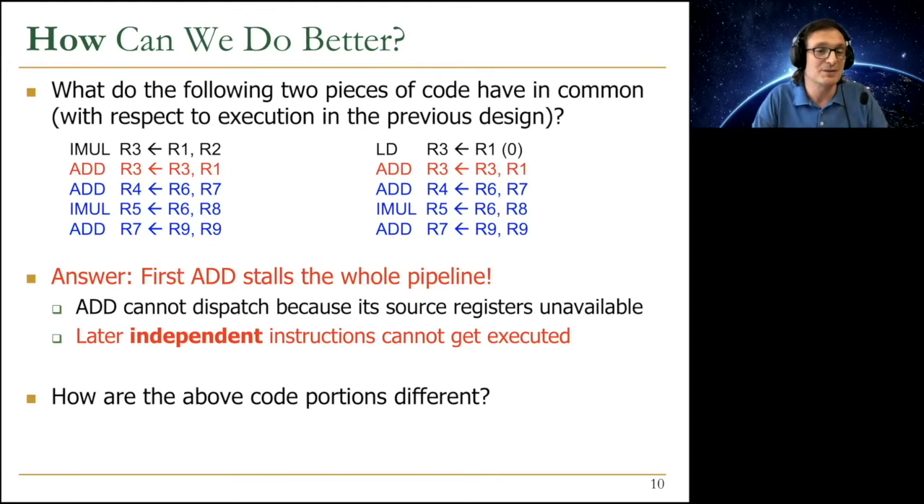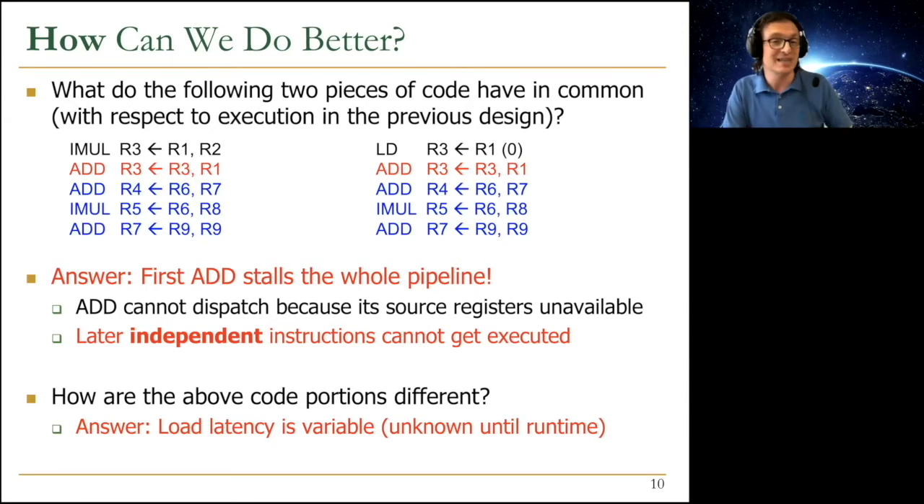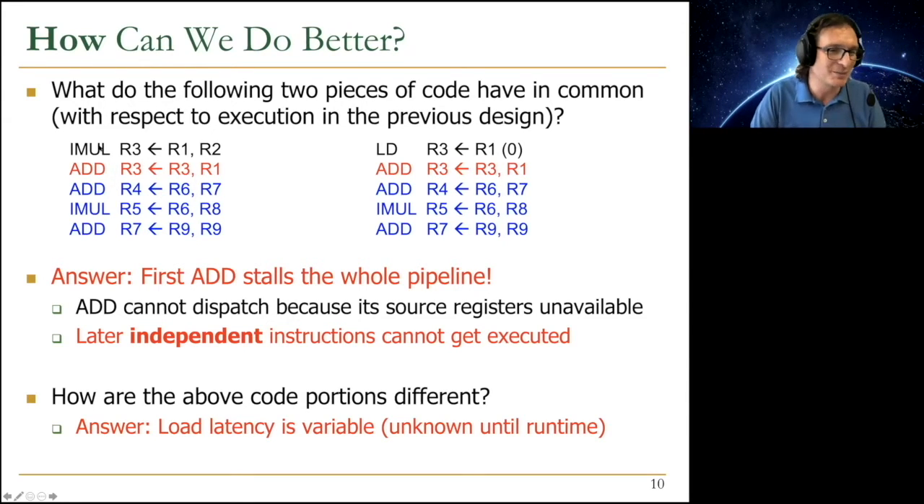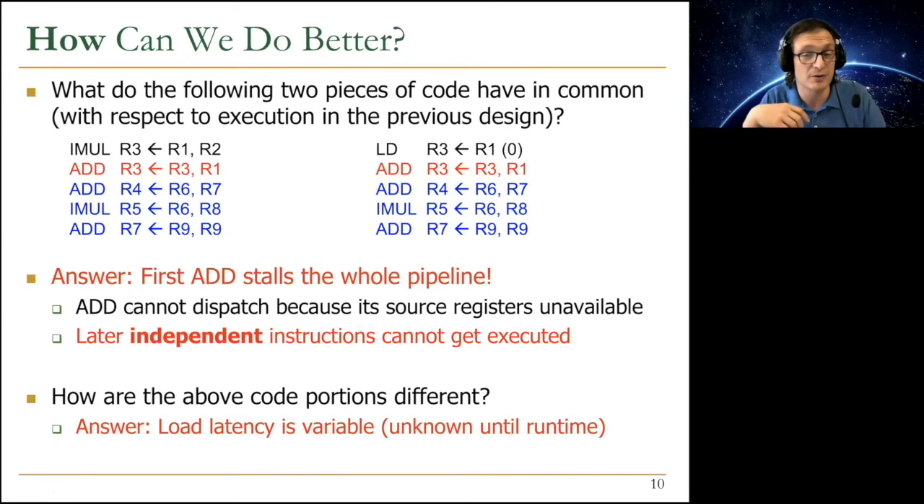So there's a difference between the two code portions over here, and that's the difference between a load and a multiply. Load latency can be completely variable, unknown until runtime, right? Multiply latency can also be variable, as we discussed last time, but maybe it doesn't vary as much. So maybe multiply is not the best example over here. It could have been another add, an FP add, for example. But load latency is very much variable, depending on where the load gets serviced from in the memory hierarchy.